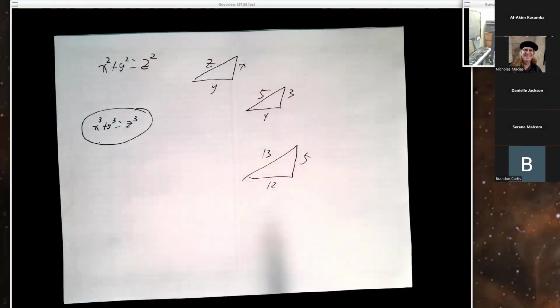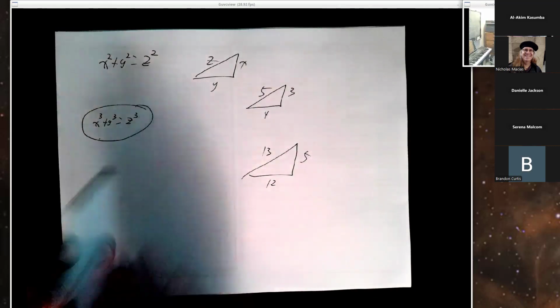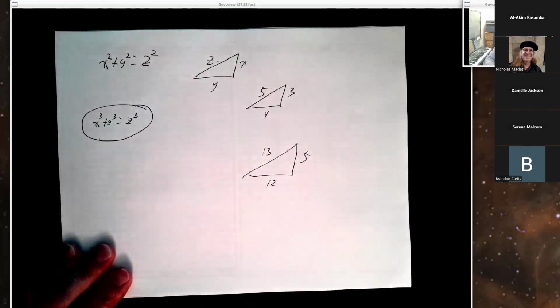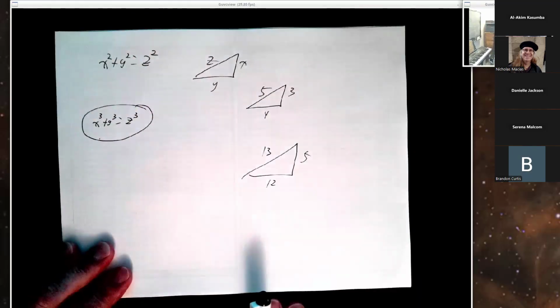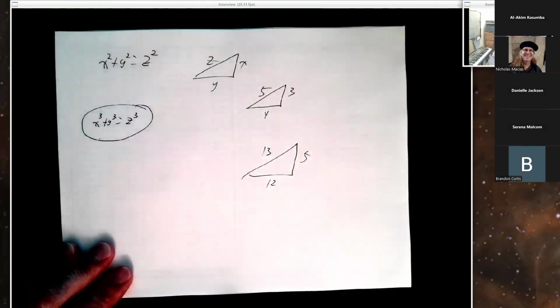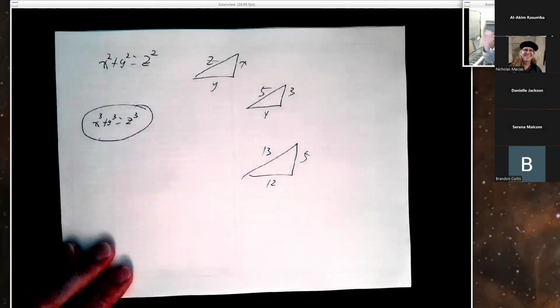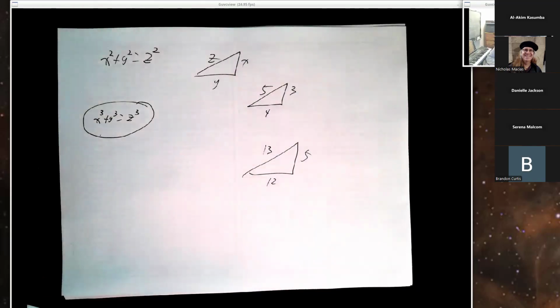And eventually it was proven that there's no solution to this. There's no positive integers x, y, z such that x cubed plus y cubed equals z cubed. Now, if you let one of these be 0, it's pretty easy. Or if you use negative numbers, it's pretty easy, like 1 cubed plus minus 1 cubed equals 0 cubed. But for positive integers, no solution. And that was eventually proven.